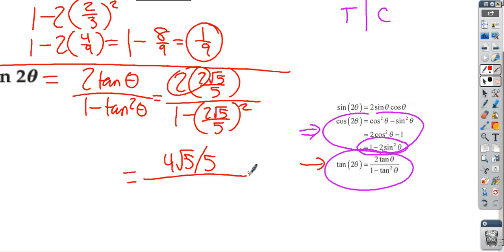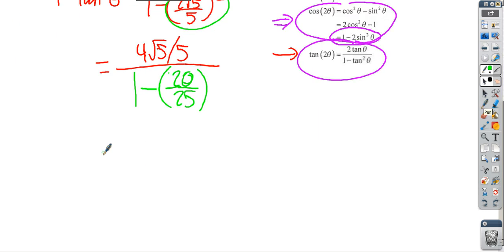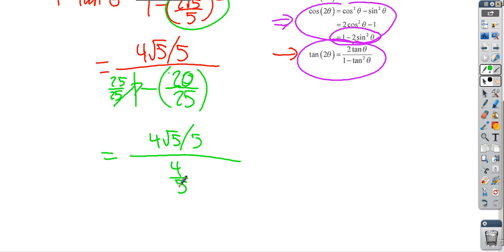And then this thing right here, when you square that, 2 squared is 4. Radical 5 squared is just 5, so that's going to be 4 times 5, and then 5 squared on the bottom is 25. So 4 times 5 is equal to 20. And then remember, 1 is equal to 25 over 25. So let's just clean this up a little bit. So the top is still 4 radical 5 over 5. The bottom, this right here, is the same thing as 25 over 25. So 25 over 25 minus 20 over 25 is 4 over 5.